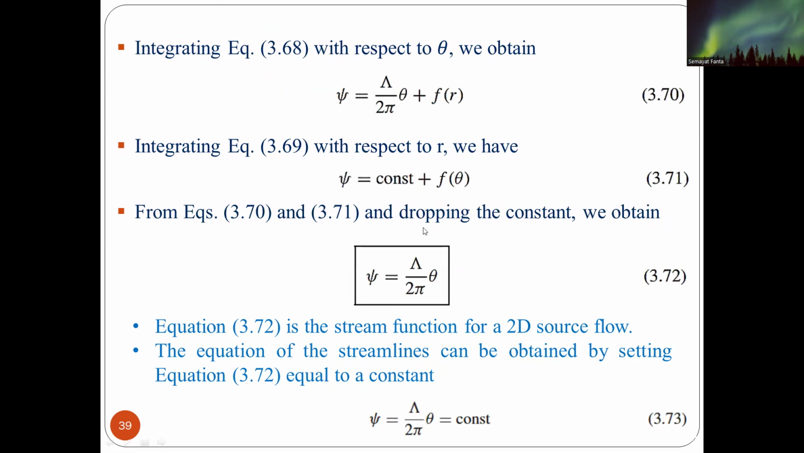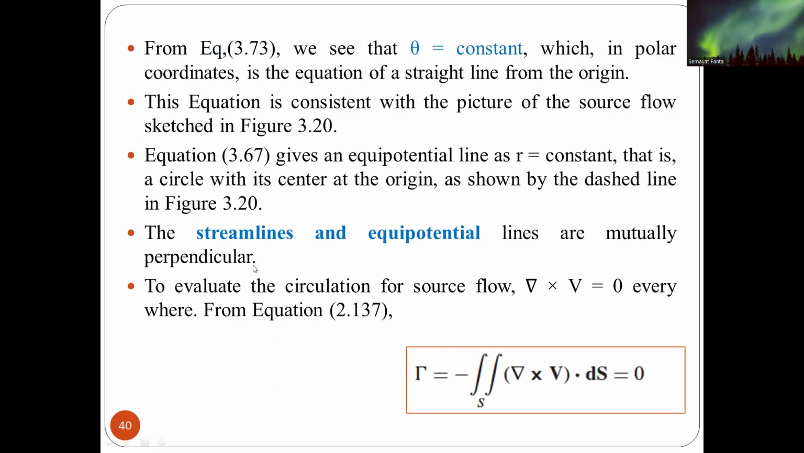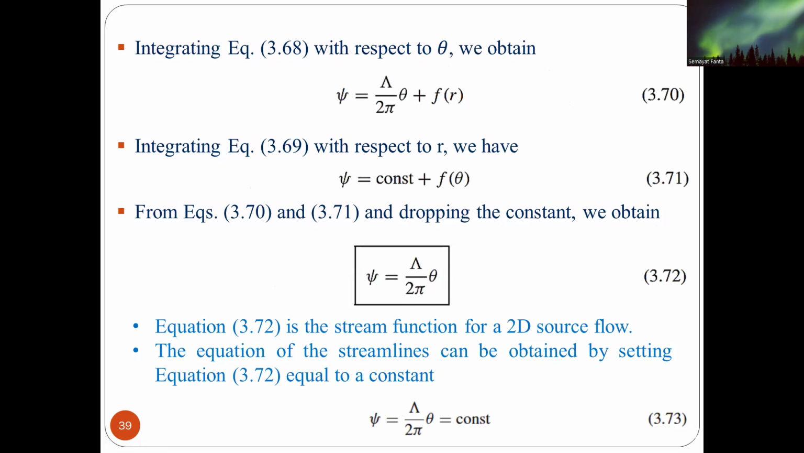Therefore, in a similar approach, ψ is equal to source strength divided by 2π times θ, where θ is the angle. That equation indicates the stream function for 2D flow, and the equation of the streamline can be obtained by performing some integration, setting equation 372 equal to a constant.